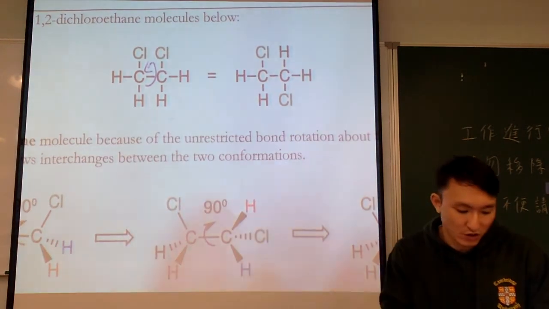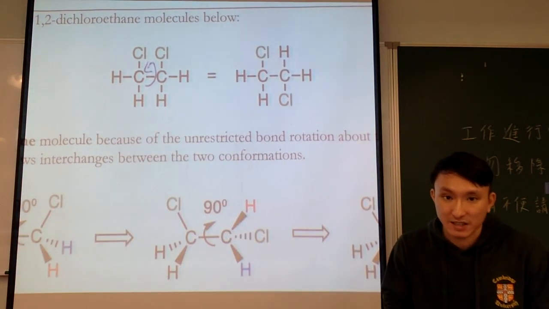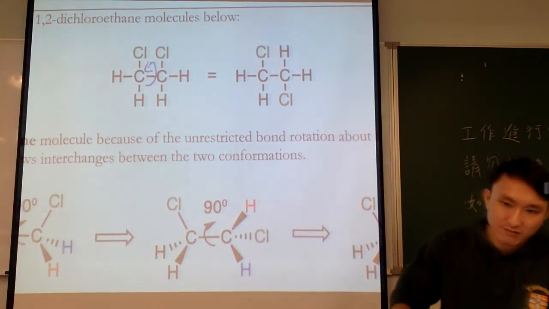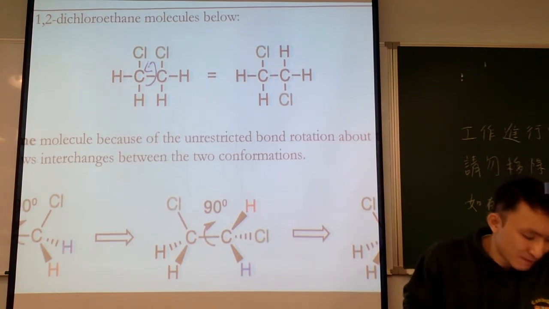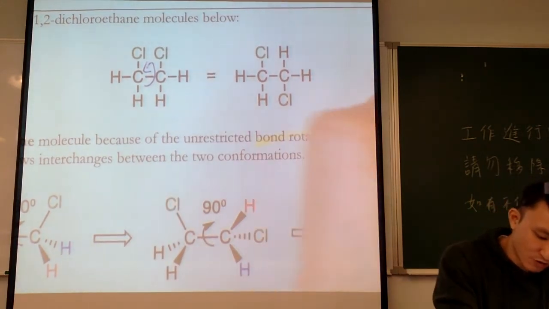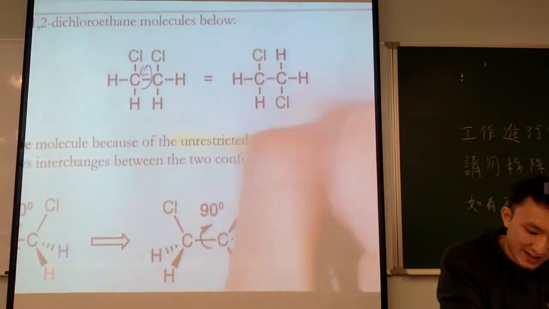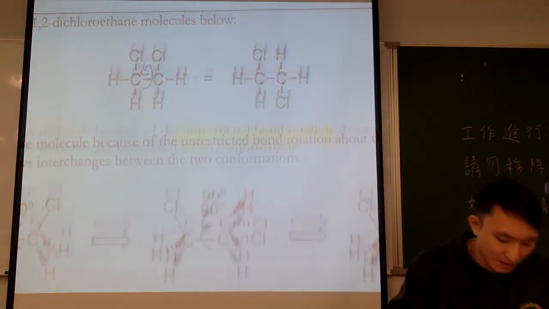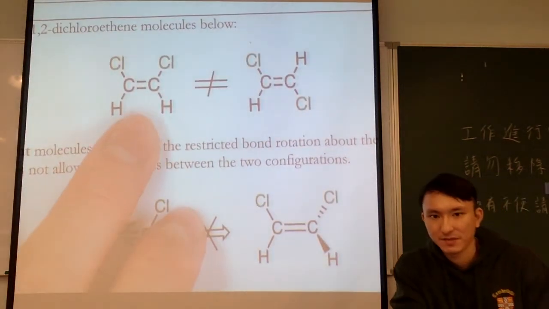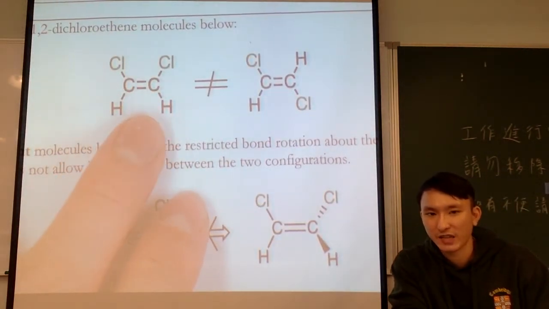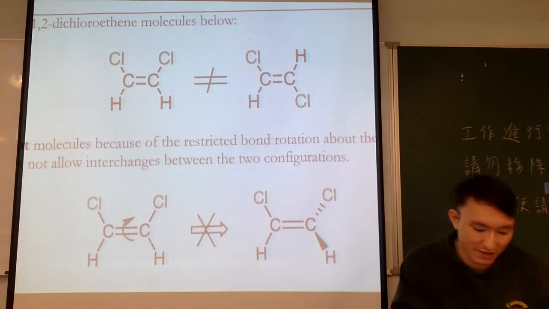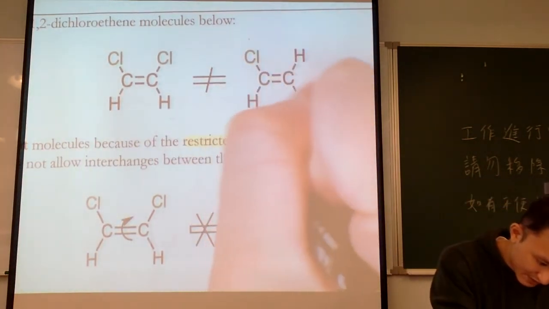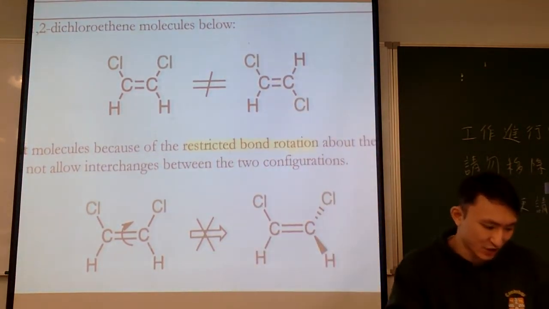So when we draw the structure, we can draw either one of these. It doesn't matter. These two are the same simply because the bond rotation is unrestricted. Okay? So a single bond allows rotation. However, what about this? Now this one, bond rotation is not allowed. So we have restricted bond rotation.